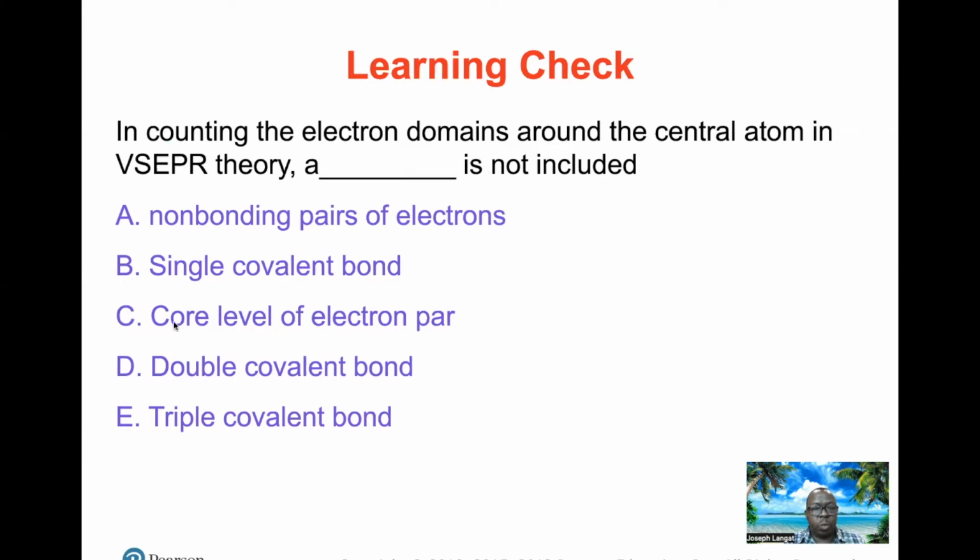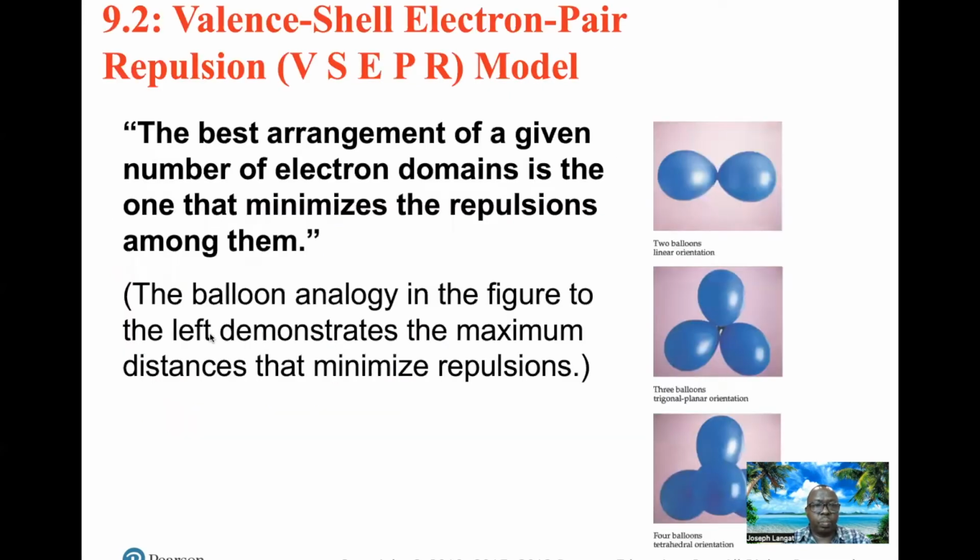A double bond or triple bond, they are counted. So the correct answer is C. We do not count the core electrons. So that is all about the domains. And let's move on to section 9.2, valence shell electron pair repulsion models to predict the shapes of molecules.